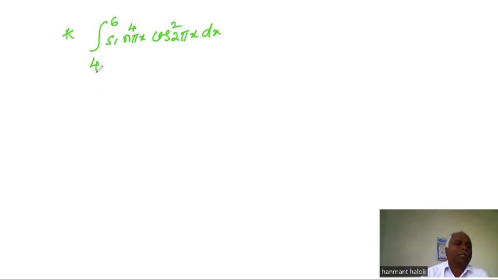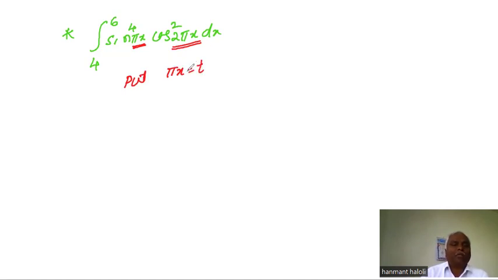Integral from 4 to 6 of sin^4(πx) cos^2(πx) dx. Here you can observe that both limits are not in the πx form. Here πx is there and here 2πx is there, and even the trigonometric angles are not the same. In such cases we need to substitute: replace πx = t.